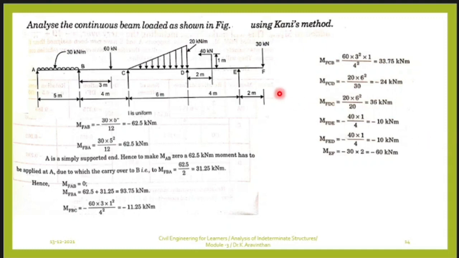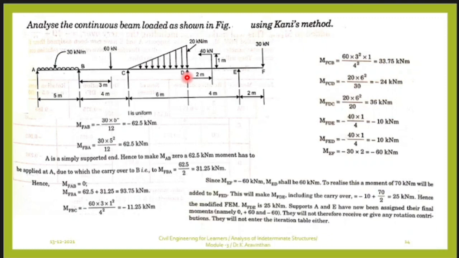Now what we can make is, see, at joint E, this is also a hinged support. So you can make this as 0. EF is minus 60. So how to balance this? Add plus 60 and distribute half the moment to DE. What is DE here? 10 kilonewton meter, and you can take the whole moment and distribute half to DE. So this will be done here.